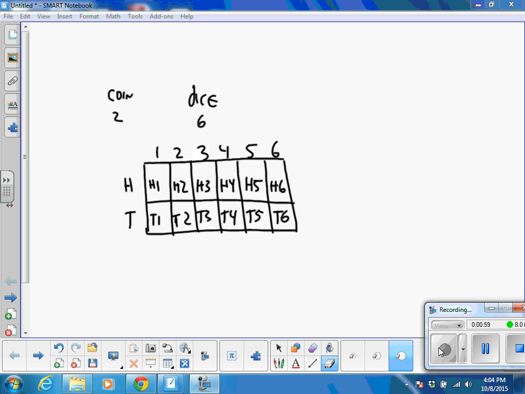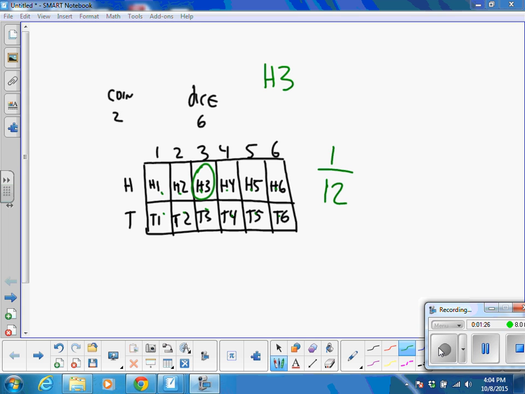All right, that's the sample space of this particular situation. And if I said, what are my chances, or what's the relative frequency of getting heads and rolling a 3, I can look for that and see that it is right here, and it's only right there. So that happens 1 out of 1, 2, 3, 4, 5, 6, 7, 8, 9, 10, 11, 12 times. That's 1 out of 12 times.